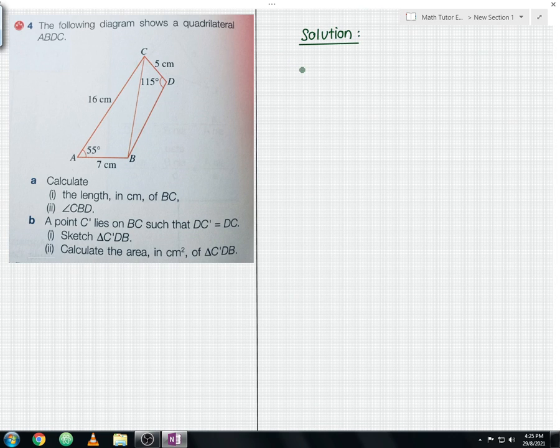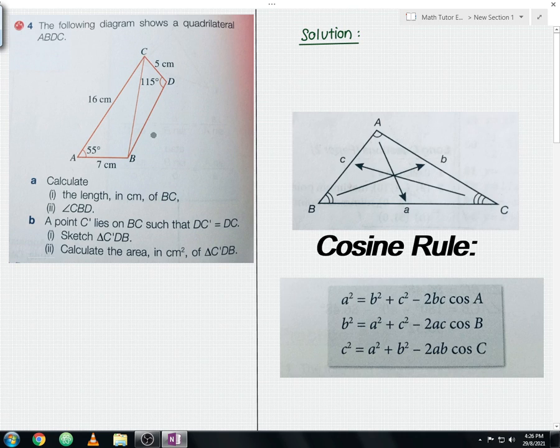For the question A part 1, we are required to find the length in centimeter of BC. So if you're wondering where is the BC, this is the BC. To find the length of BC, we're going to apply the cosine rule. Why cosine rule? As you can see here, they already give us the length of AC is 16 centimeter, length of AB is 7 centimeter, and the angle CAB is equals to 55 degree. So these three information is sufficient for us to find the length of BC by applying the cosine rule. So let us begin our working for question A part 1.